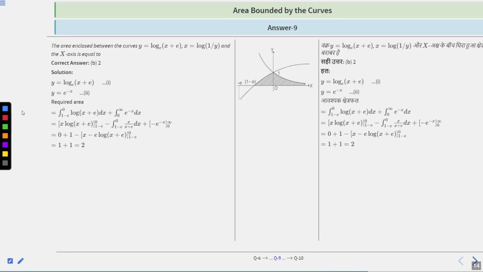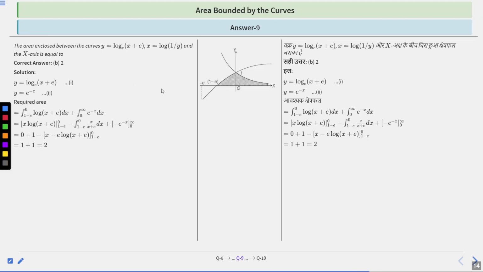Okay, let's move to the solution, part C. The graph of the curve y equals log (x plus e) is this one, which cuts the x-axis at the point (1 minus e, 0), and x equals log 1 by y is this one. So we can easily see that the area enclosed between these curves and the x-axis is this shaded region. The points of intersection are this point (0, 1), this one (1 minus e, 0), and this point moves to infinity.